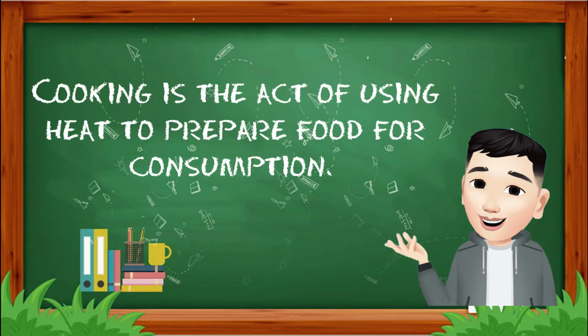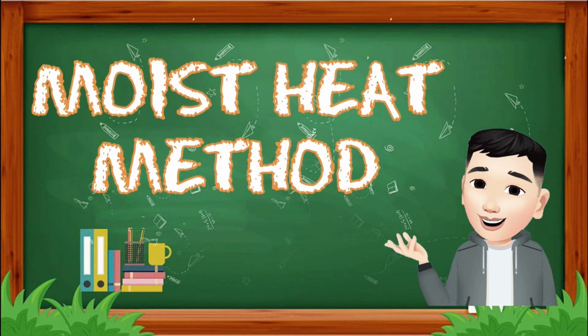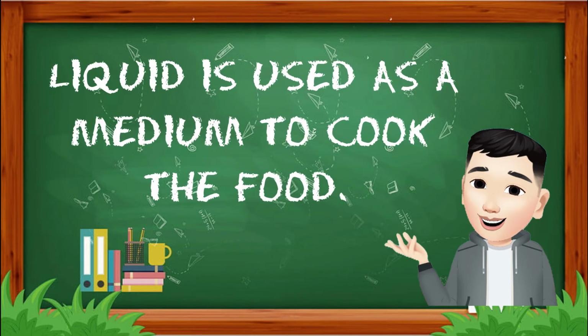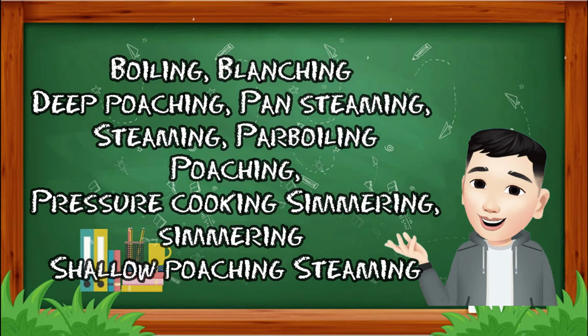Cooking is the act of using heat to prepare food for consumption. Cooking techniques are classified into moist heat method, dry heat method, and combination method. So now, let us discuss the moist heat method. In the moist heat method, liquid is used as a medium to cook the food. So we have boiling, blanching, deep poaching, pan steaming, steaming, parboiling, poaching, pressure cooking, simmering, and shallow poaching.